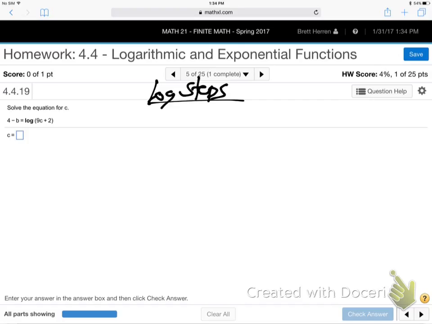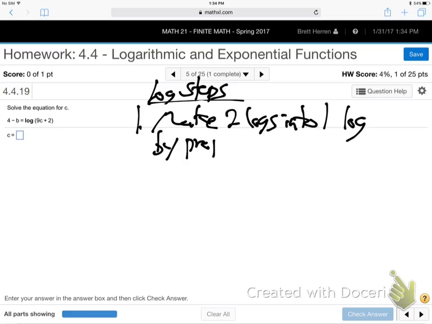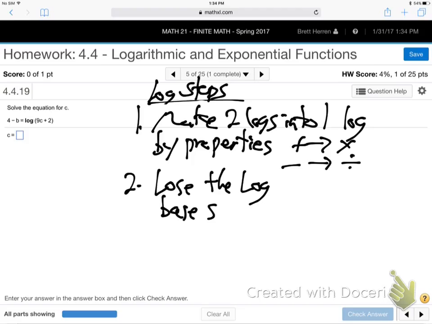So, yeah. I don't know if I want to write everything out again. You're going to basically count down the logs. Make two logs into one log by the properties, meaning adding becomes times and subtraction becomes divide. Remember that whole thing? And then step two, lose the log. Whenever you lose the log, base stays the base. Other two switch.